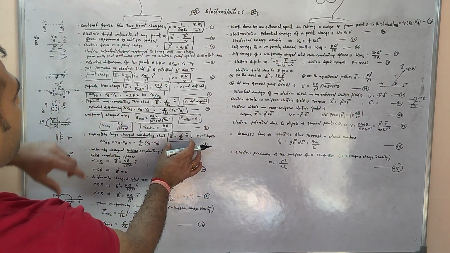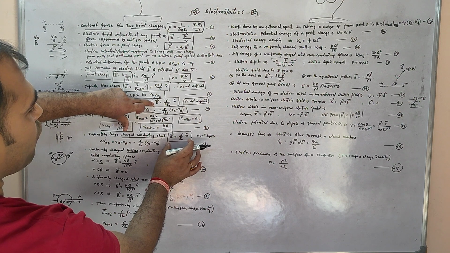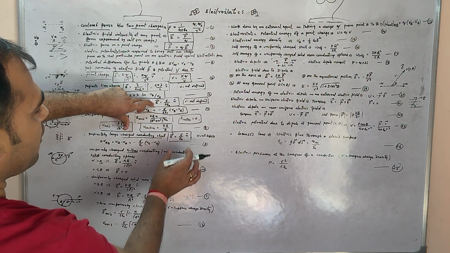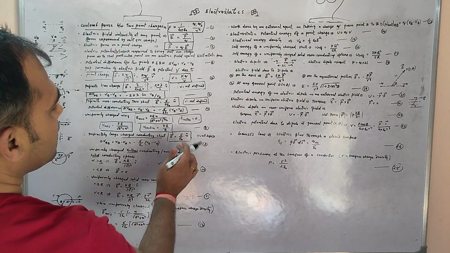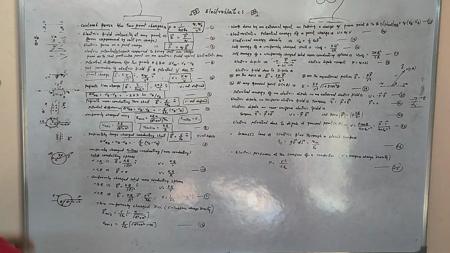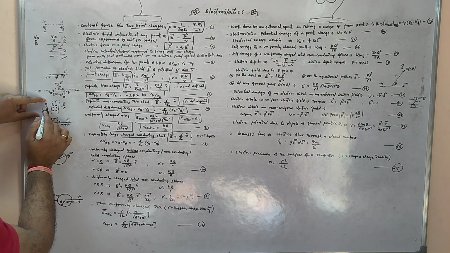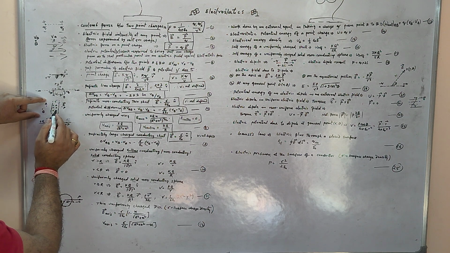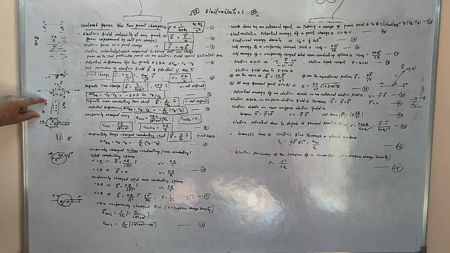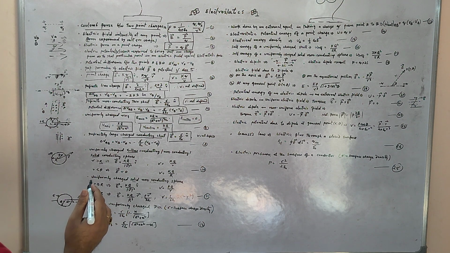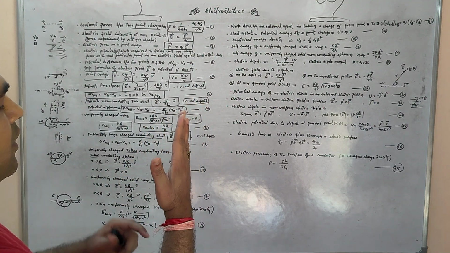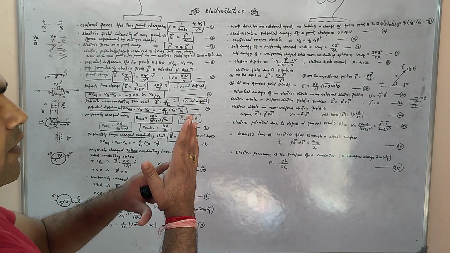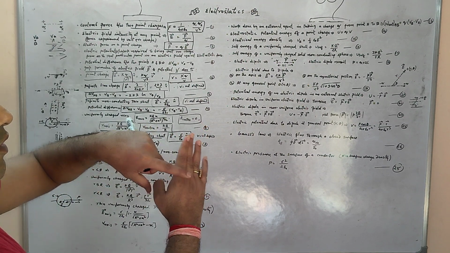See, for non-conducting it was sigma upon 2 epsilon naught, but here it is sigma upon epsilon naught. While charge density sigma is the same, what is the difference between conducting and non-conducting? Non-conducting is a single layer of charge with charge density sigma, but for a conducting sheet, the charge will be redistributed on both surfaces.